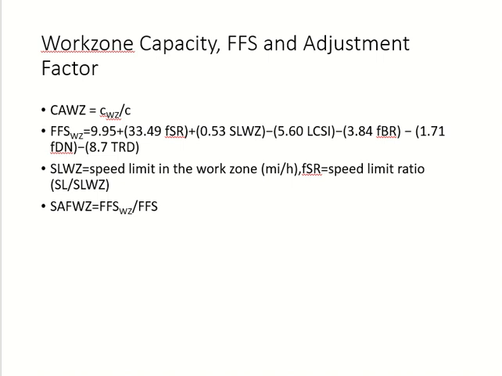So this is FSR, and SLWZ is the speed limit of the work zone. Then we have LCSI. What is that? Lane closure severity index. From where do I get it? From the previous slide, there's a table for that. Okay. FBR.